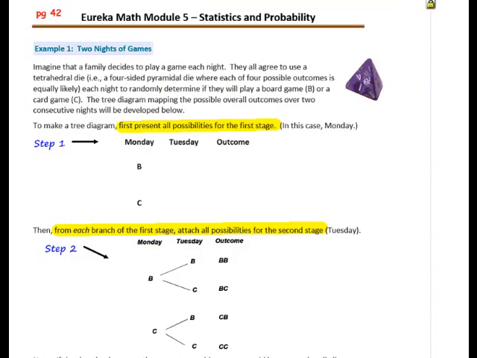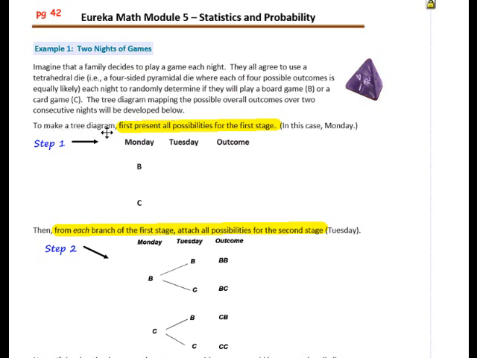Example 1. Imagine that a family decides to play a game each night. They all agree to use a tetrahedral die, that is to say, a 4-sided pyramidal die where each of the 4 possible outcomes is equally likely, each night to randomly determine if they will play a board game, B, or a card game, C. The tree diagram mapping the possible overall outcomes over 2 consecutive nights will be developed below.